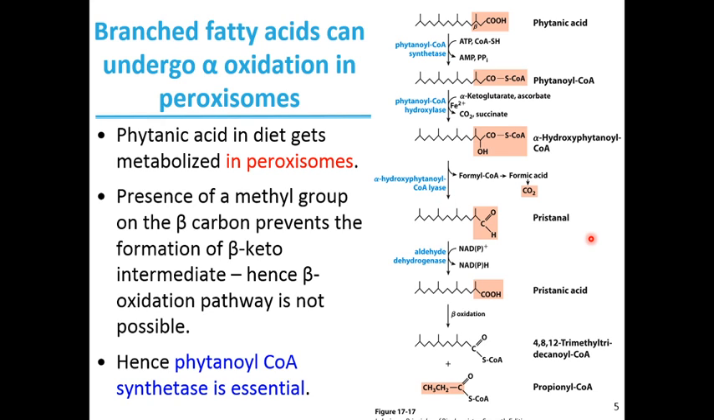Now this results in the formation of an aldehyde molecule called pristanal. This is then acted upon by another enzyme called aldehyde dehydrogenase. We have seen this enzyme before. What this does is it converts the aldehyde into a carboxylate. Pristanic acid, the product, now does not have a methyl group on its beta carbon, and hence it can enter beta oxidation. Beta oxidation of this molecule can result in propionyl-CoA and various acetyl-CoA molecules.